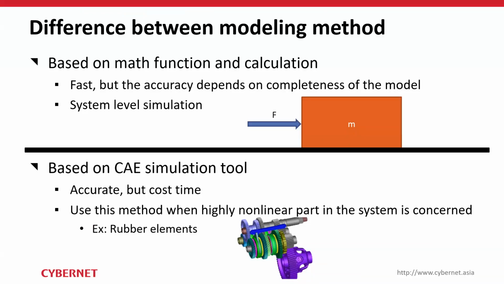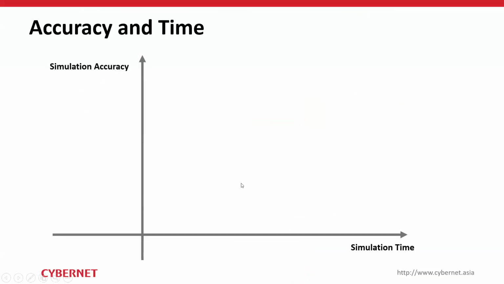CAE simulation can have a higher accuracy. However, the trade-off is simulation time. Generally, we will spend tons of time to simulate one part of a vehicle. We will probably use this method when a highly nonlinear part in the system is concerned. Let me use a graph to explain this for you.